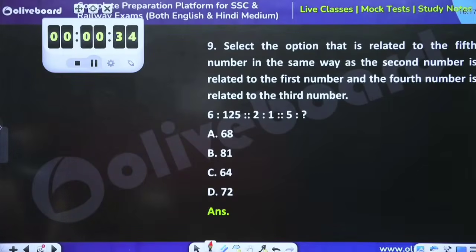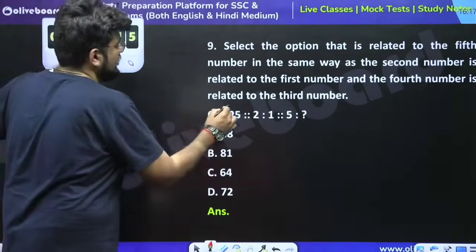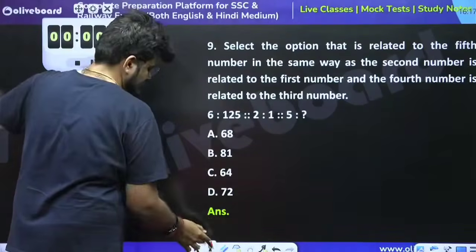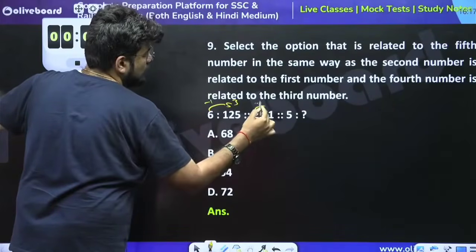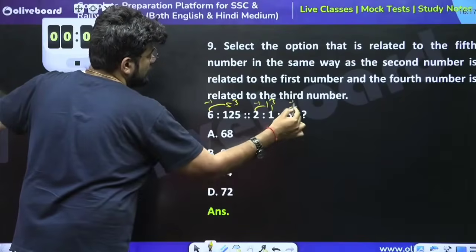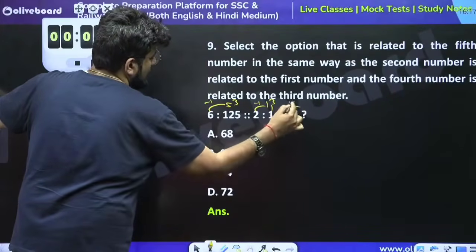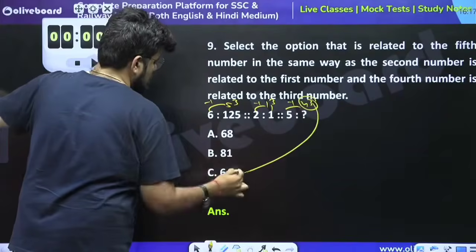Easy again. Good, very good. So we have 6, we have 125. So this is 5 cube. This is 5 cube, so 6 minus 1, 2 minus 1, 1 cube. So 5 minus 1, 4 cube is 64.